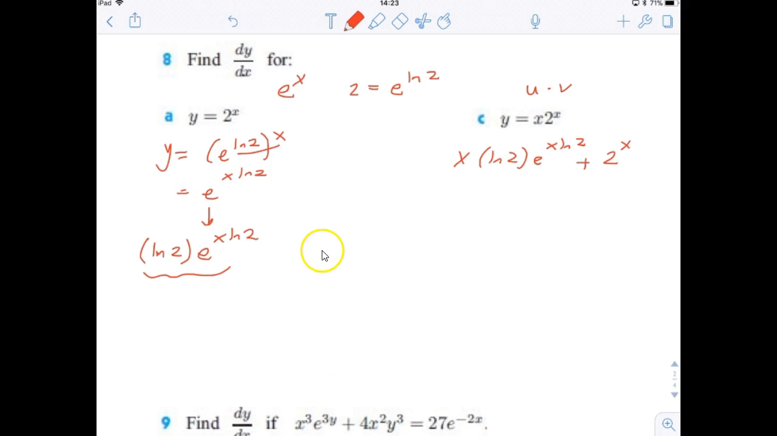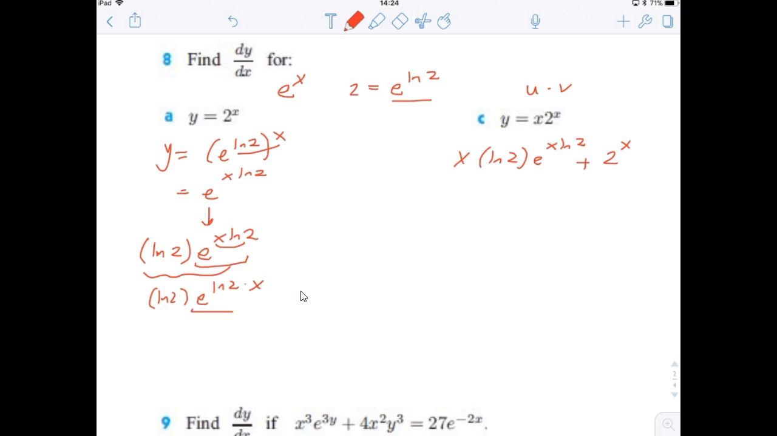One thing they do to the answers in the back of the book is they remember that e to the natural log of 2 is the same thing as 2, right? So they rewrite these exponents here using that fact. So what if we switch the order of x and natural log 2? Then we'd have e to the natural log of 2 times x, right? And then we still have this coefficient natural log of 2.